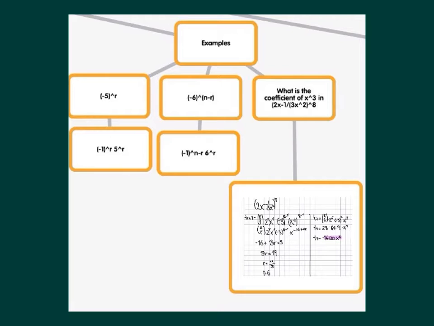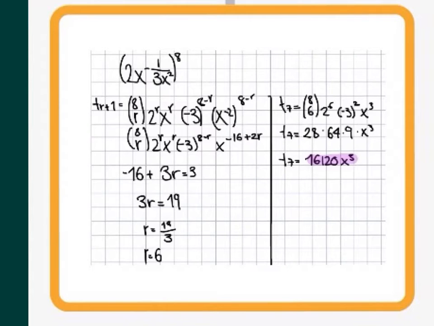So now let's do a harder question. What is the coefficient of x cubed in 2x minus 1 over 3 x squared, and that whole expression to the power of 8? So let's do this. For this, we're going to use the formula of T r plus 1 and we are going to replace the values. So we already know the value of n, which is 8, and we are going to write all the values we have but completing them with the expansion.